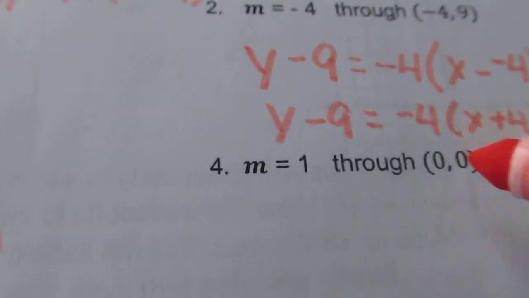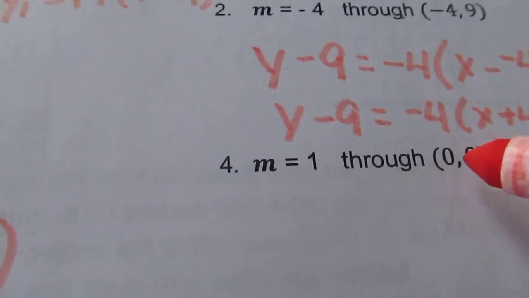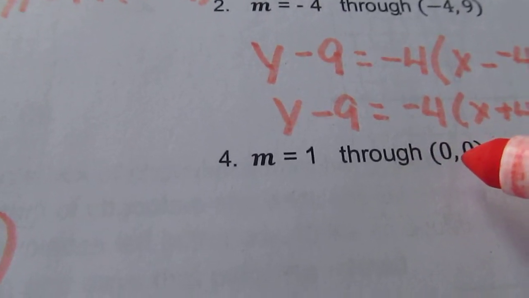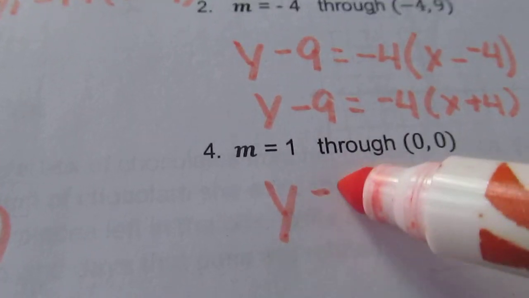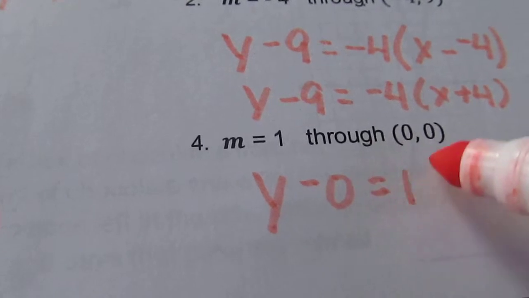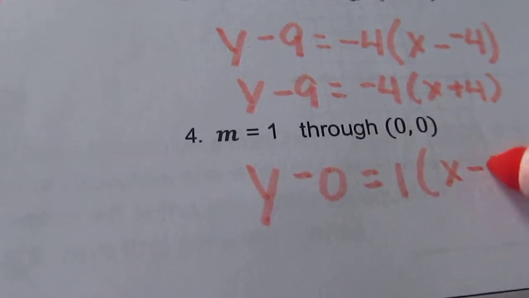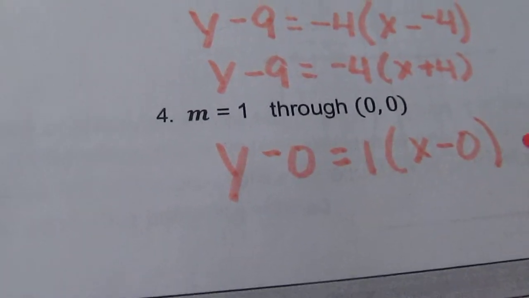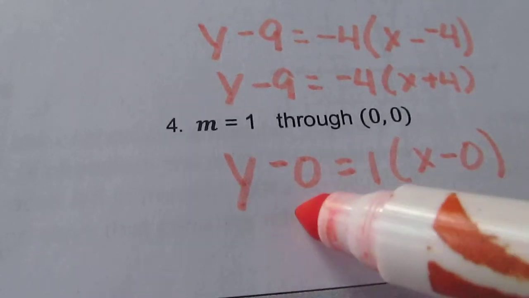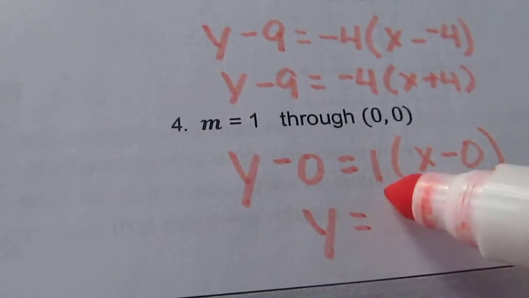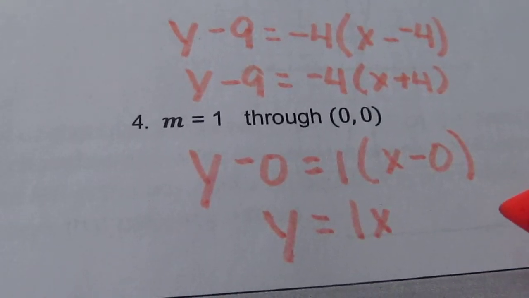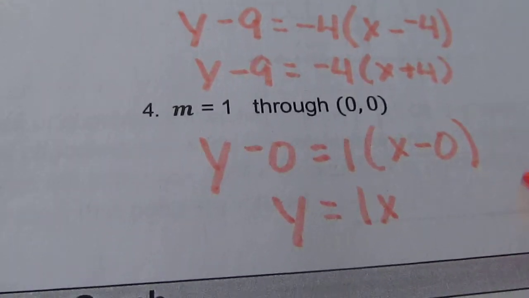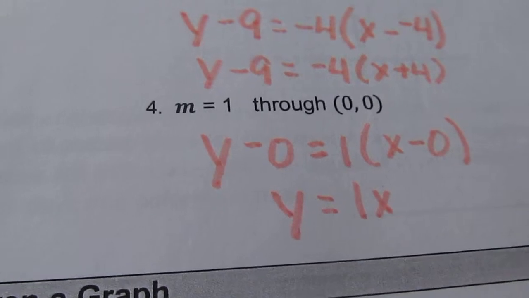Ooh, passing through the point 0, 0. Well, that's going through my origin. Well, I could write y minus 0 equals the slope x minus 0. But I think more often you would probably just see that as y equals 1x, meaning you started at the origin and went up 1, right 1, up 1, right 1.